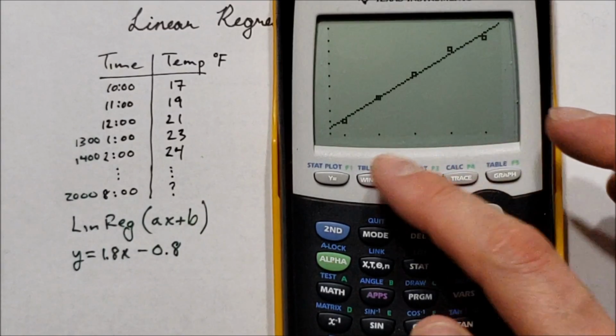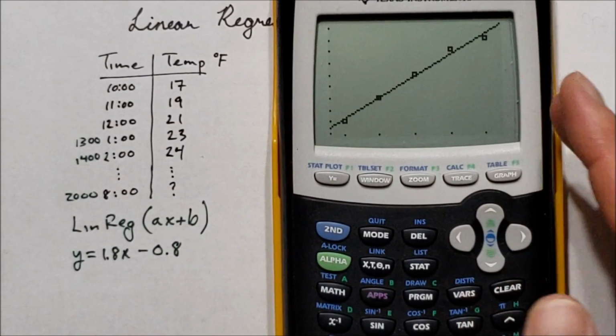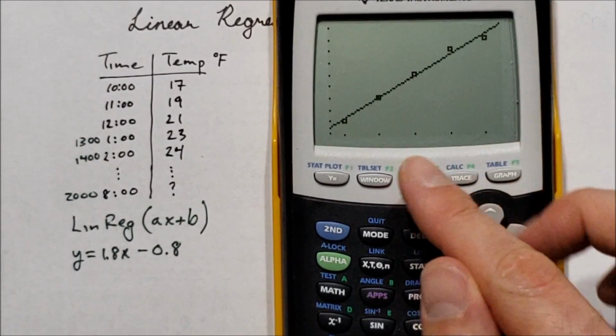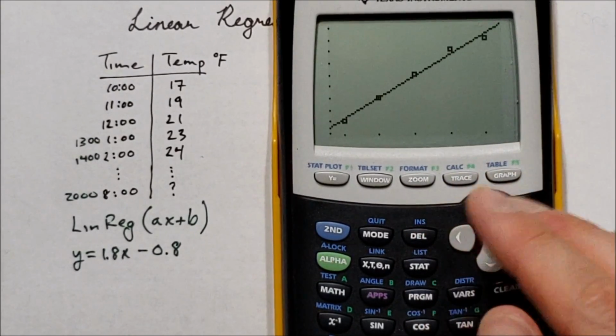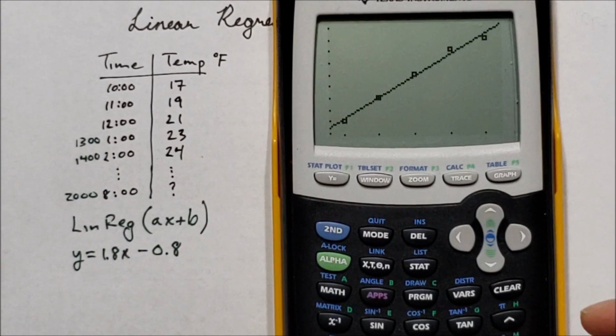And as expected, it doesn't hit all of the points. We wouldn't expect it to, but a linear equation, a straight line, is going to be a line of best fit for all of those points.